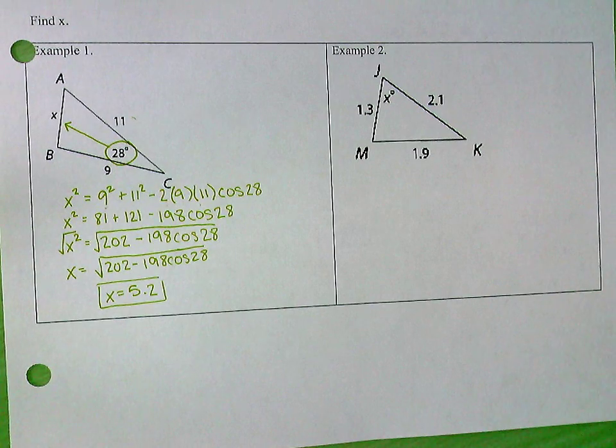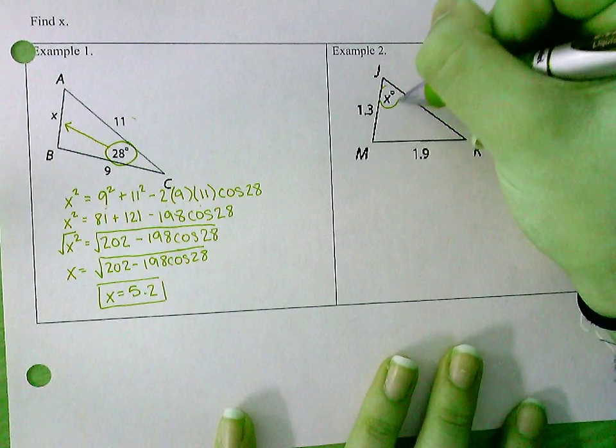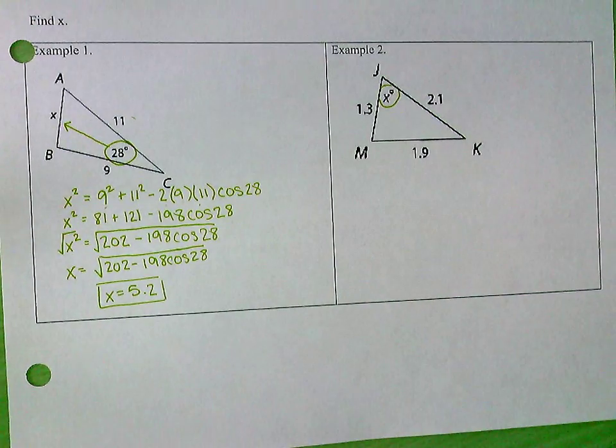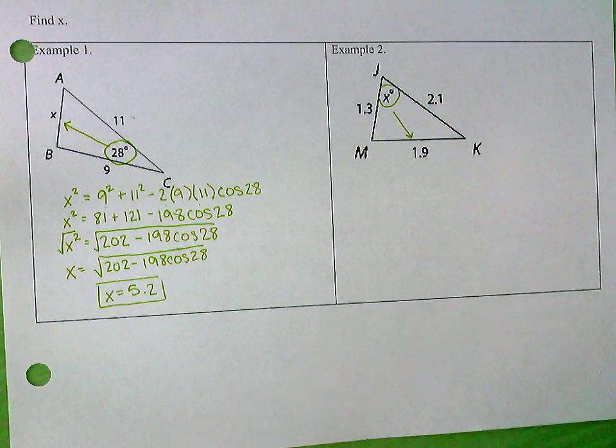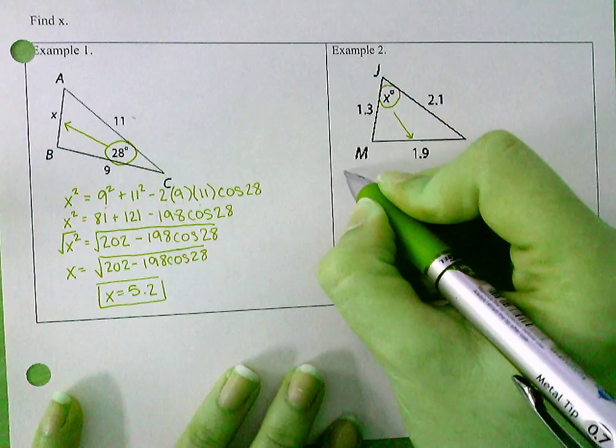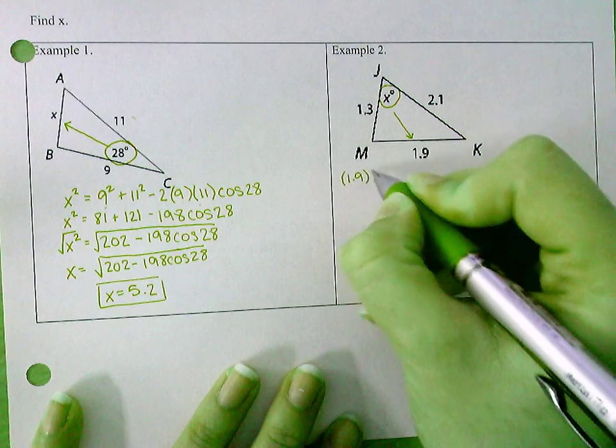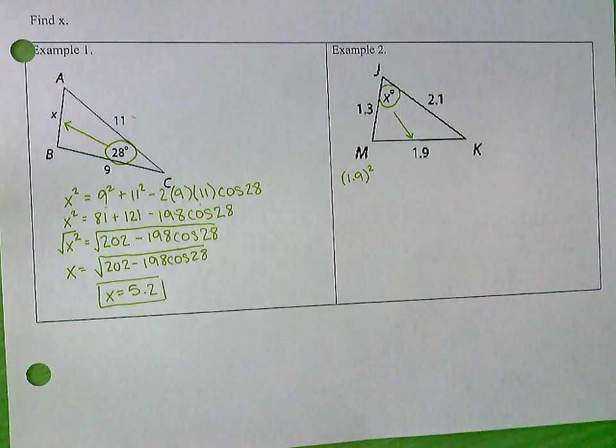All right, example 2, this time you're finding an angle. However, it's the only angle within that triangle. Okay, so that's the angle we're going to go from. Okay, with that angle, you need to identify the opposite side. Okay, so the side across from it. That side across from it goes on the left-hand side of your equal sign. Okay, so here I'd have 1.9 squared. Okay, that's the side across from that angle. It's on the left-hand side of the equal sign.